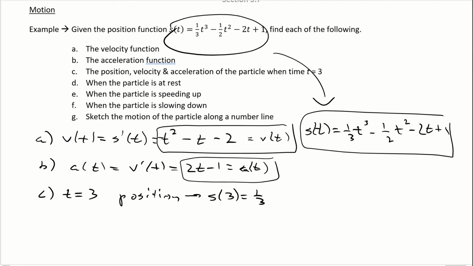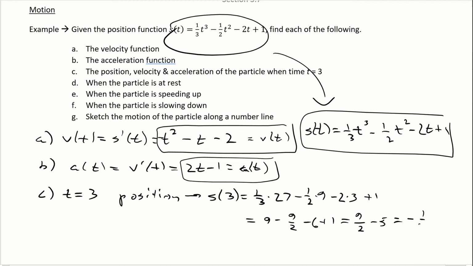So the position at time t equal to 3 would be found by plugging 3 into your position function. So we're talking about 1/3, and then 3 cubed is 27, minus 1/2, and 3 squared is 9, and then minus 2 times 3, and then plus 1. You guys figure that out for me, would you? 9 minus 9/2, right? Then 9/2 minus 6 plus 1. I know that 9 minus 9/2 is another positive 9/2. This is minus 5. So what we have is that's 4. I think we're at negative 1/2. If I'm wrong, send me an email.